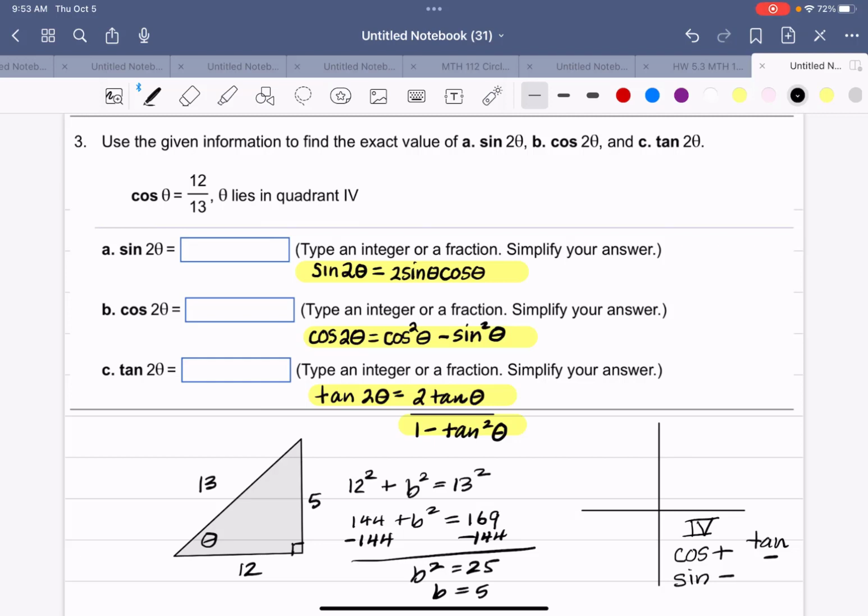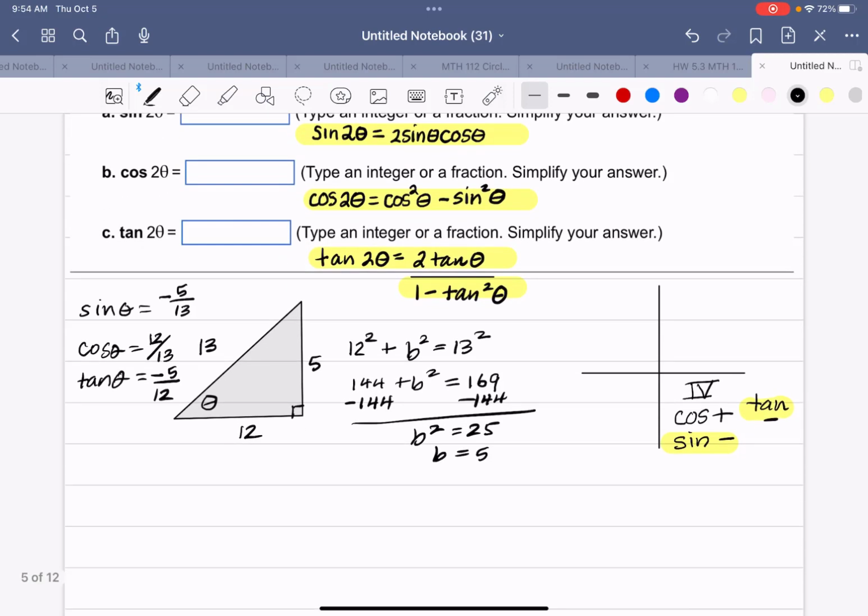So now I'll find my sine of theta. I already know my cosine theta. It's 12 over 13. And then I'll find my tan theta as well. Now remember, we're looking at a sine that is minus and a tangent that is minus. So I'll go ahead and put those signs in. So the sine's going to be the opposite over the hypotenuse, and it's going to be negative 5 over 13. That's going to make my tangent negative 5 over 12, opposite over adjacent.